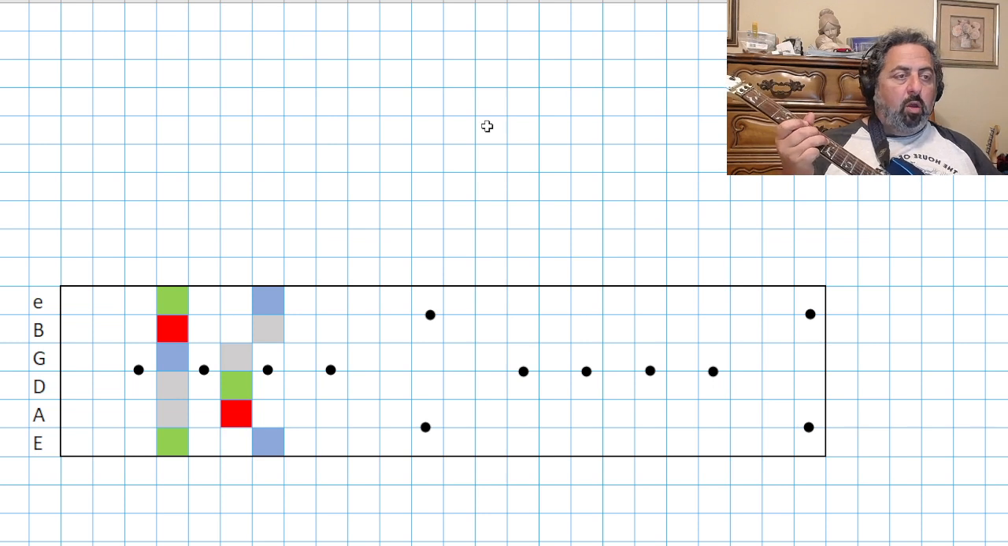There's your root to always go back home, end your lines on. You can end your line on a blue note. You can end your line on a red. But it's going to really sound like home when you get to a green note.